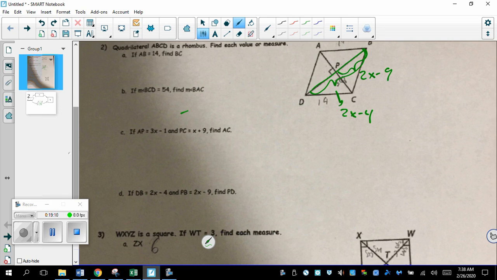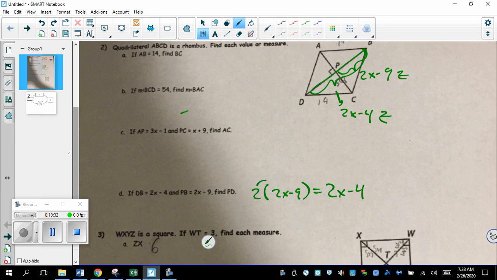You can add this one together twice and then set it equal to this one. That would be my biggest suggestion, is to just go ahead and do that. So I'm going to say 2 of the small ones is equal to the big one. Let's go ahead and solve that.